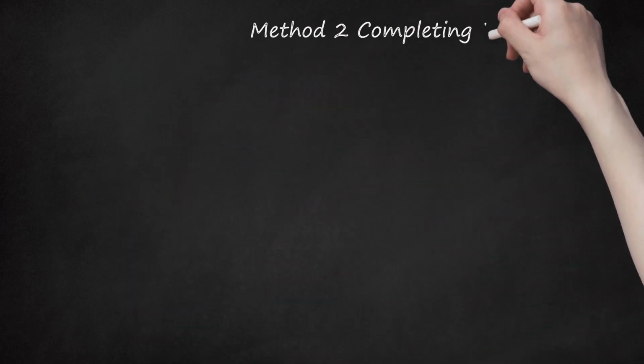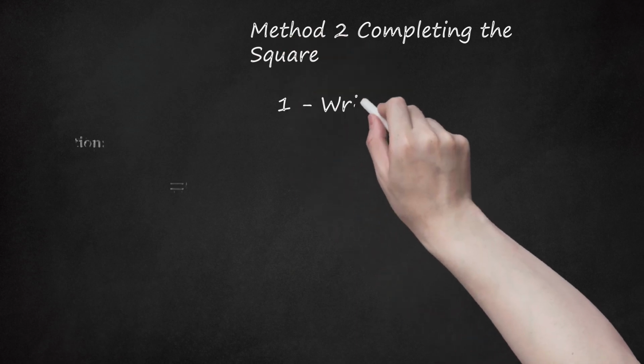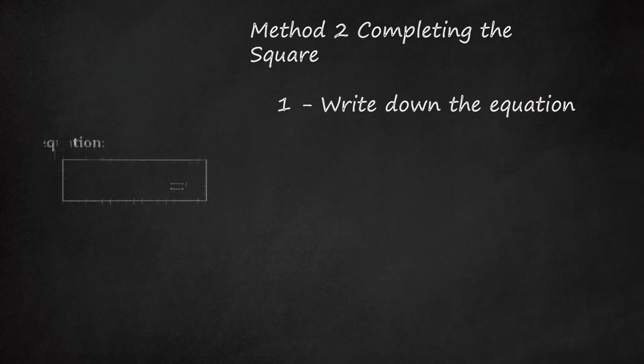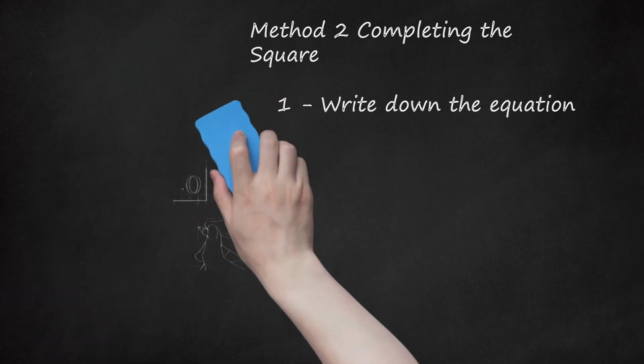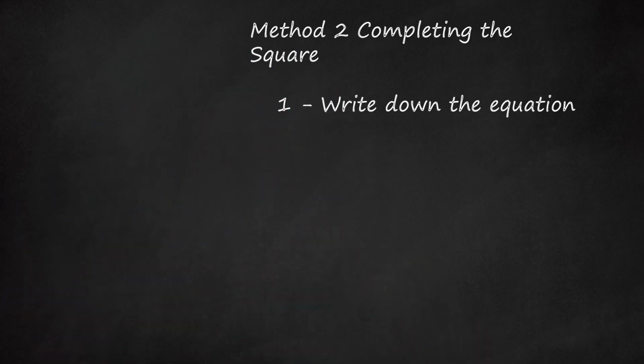Method 2: completing the square. 1. Write down the equation. Completing the square is another way to find the vertex of a quadratic equation. For this method, when you get to the end, you'll be able to find your x and y coordinates right away, instead of plugging the x coordinate back into the original equation. Let's say you're working with the following quadratic equation, x² plus 4x plus 1 is equal to 0.